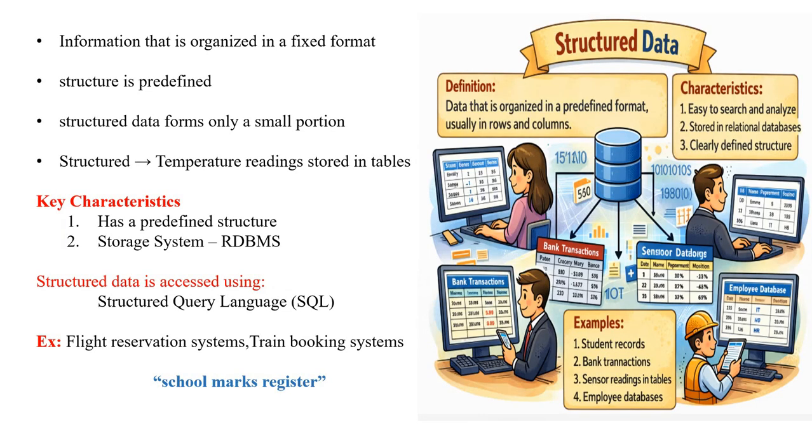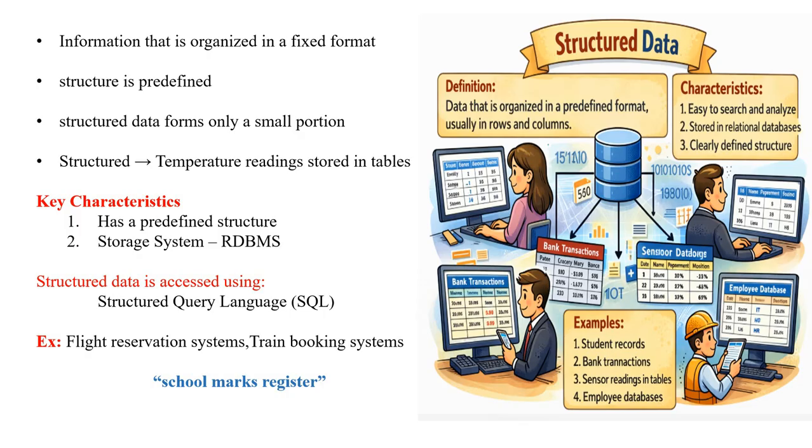Structured data refers to the information that is organized in a fixed format, which is usually arranged in rows and columns like a table. Because the structure is predefined, computers and humans can easily store, search, and analyze the data. You can think of it like an attendance register or mark sheet where everything is neatly arranged.